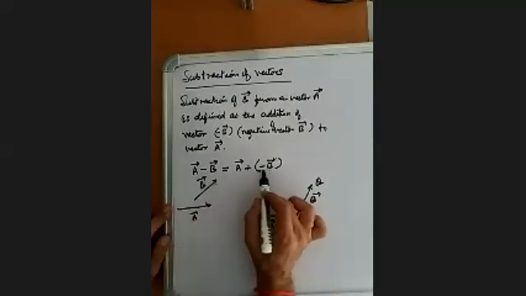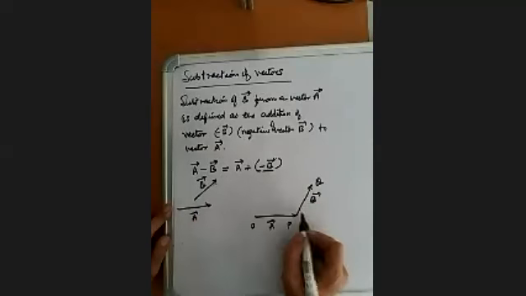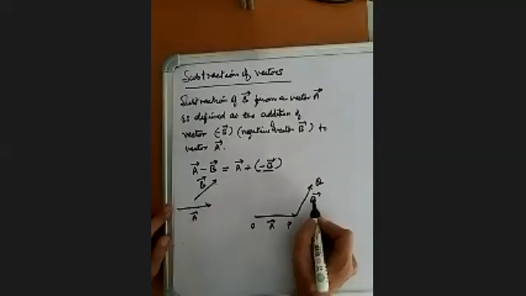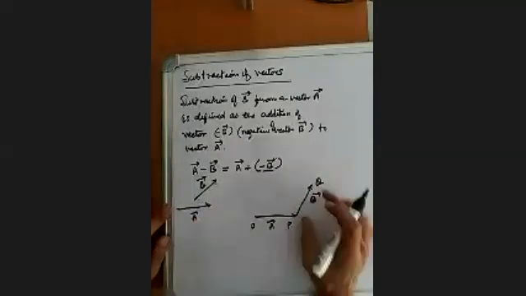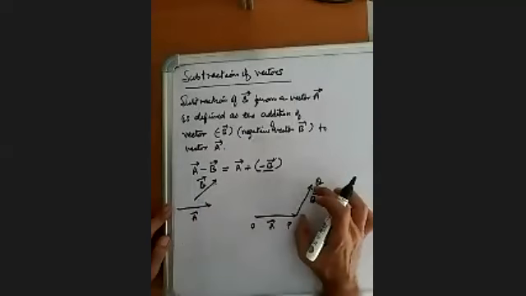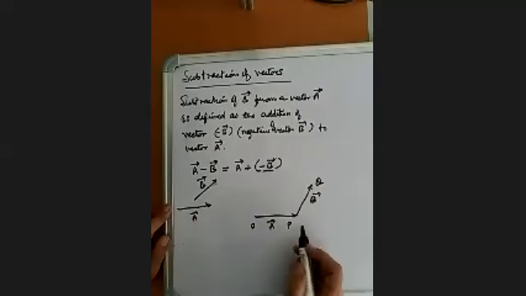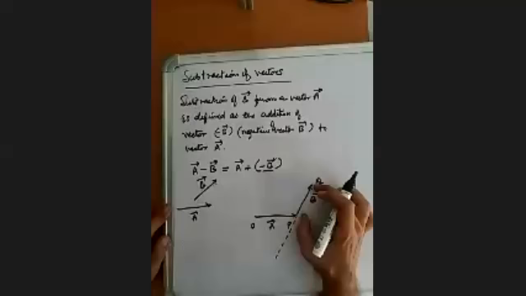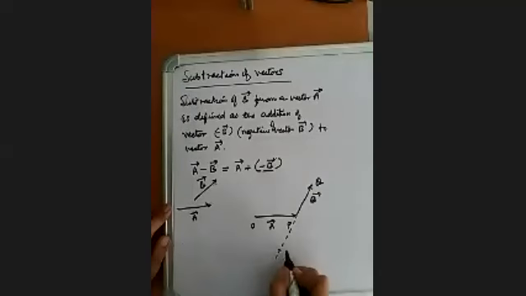So what is minus B vector? This is B vector. So minus B vector is the same vector whose magnitude is equal to B, but direction is opposite. So what we do is, we extend this PQ in the opposite direction and we cut the length PQ from point P, and let us call this PS.